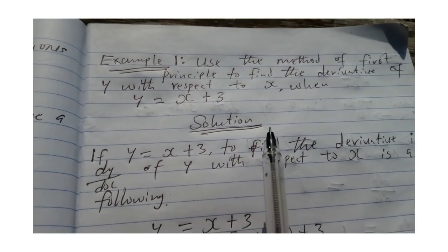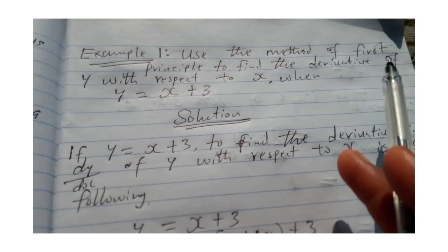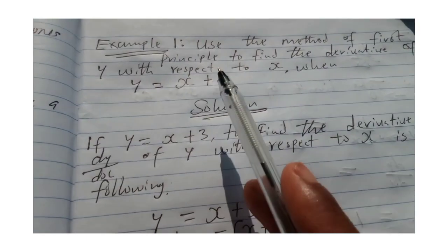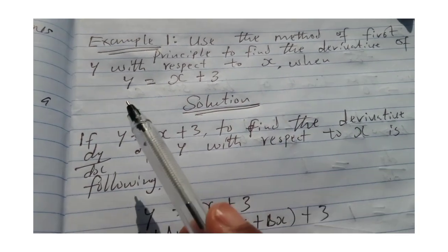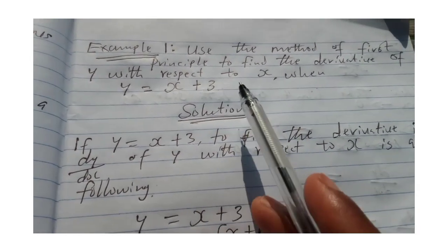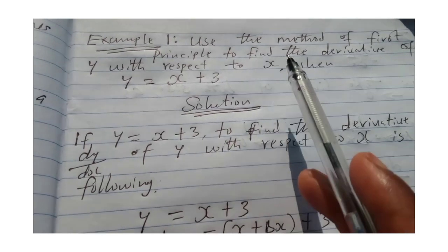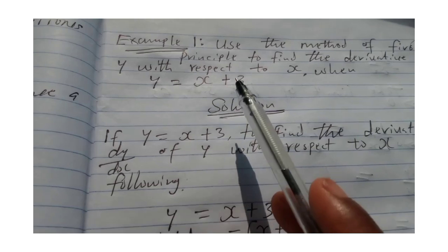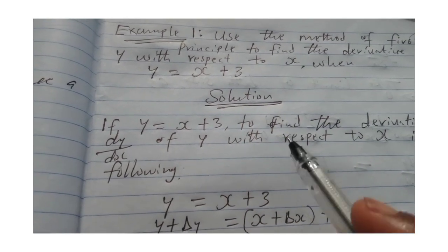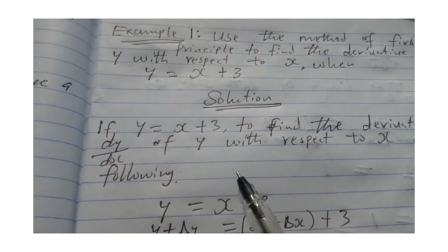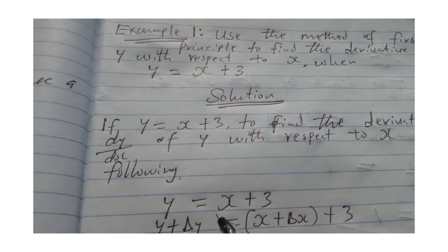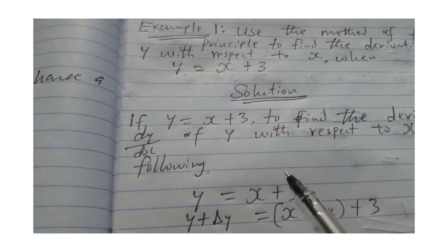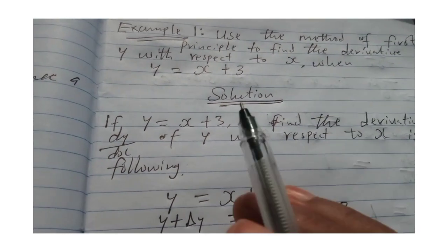Okay, let's look at example 1. They say that we should use the method of first principle to find the derivative of y with respect to x when y equals x plus 3. We know that the formula in first principle is dy over dx equals the limit of f of x plus δx minus f of x all over δx as δx tends to 0. So we're going to use that formula to solve this.